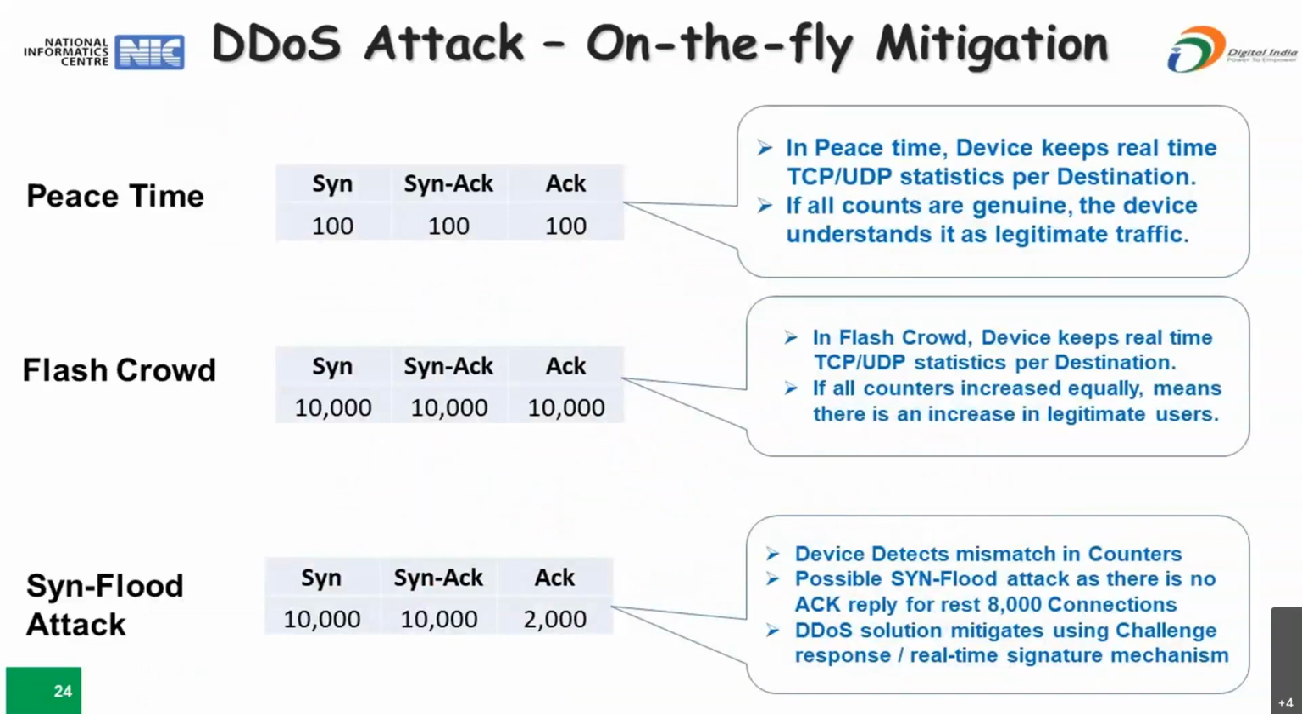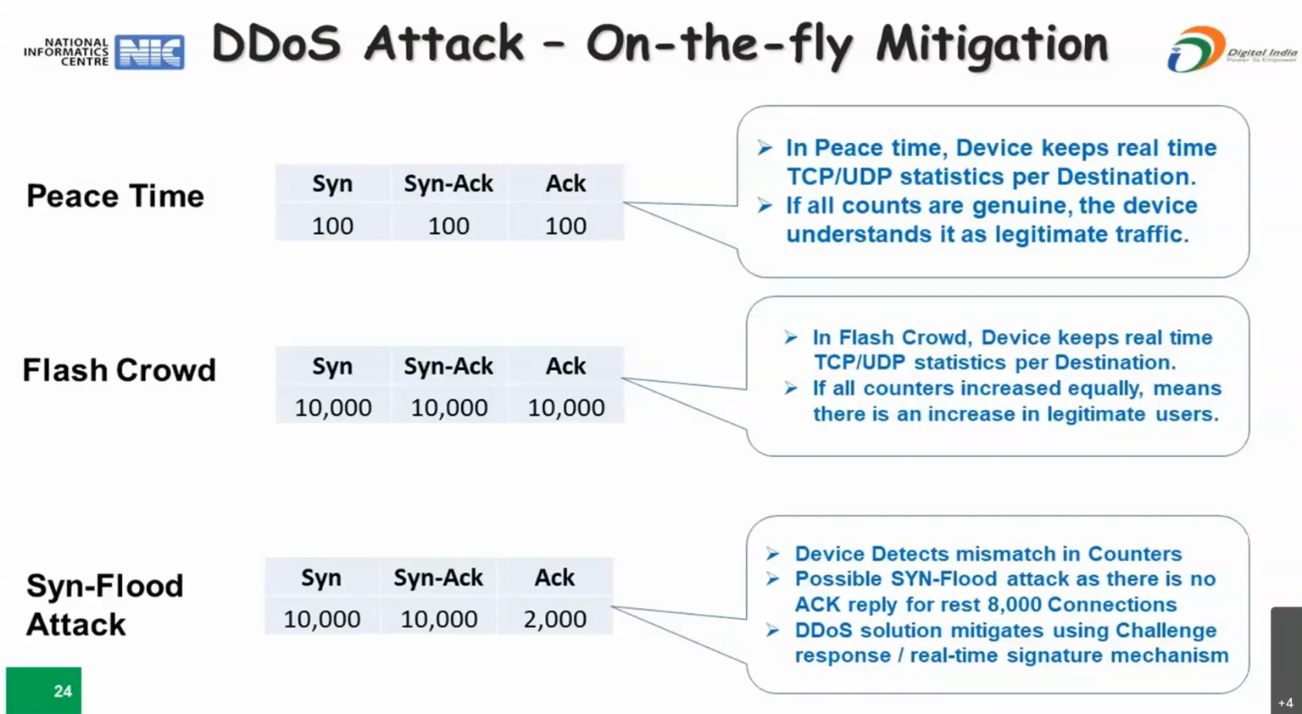Here is how we can recognize whether it is a DDoS attack or not. First condition: in peacetime, the device keeps real-time TCP UDP statistics for the destination. Here the count is 100, 100, 100. These are the normal counts, so the device understands it as legitimate traffic. Whatever traffic we are getting is legitimate because the counts are the same and have not escalated in the numbers.